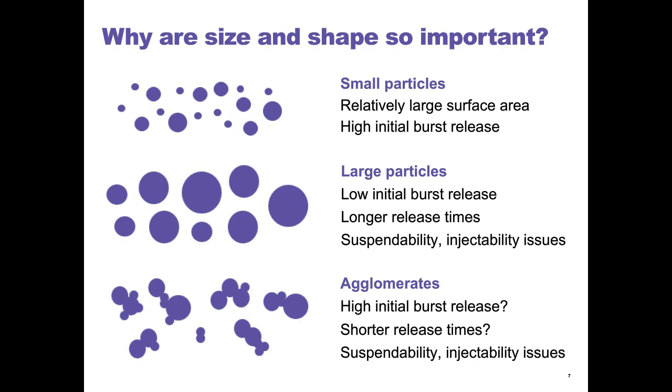Then there's the case where we may have agglomerated particles. It is more difficult to predict the effect of agglomerates on drug release kinetics. Agglomerates may show a high initial burst release due to their relatively large surface area. It is also hypothesized that the acidic PLGA degradation products may be retained inside the agglomerates, resulting in autocatalysis, faster degradation, and shorter release times. Moreover, agglomerated products may definitely suffer from suspendability and injectability issues. And for these reasons, it is very important to obtain information on size, shape, and agglomeration of PLGA microparticle products.